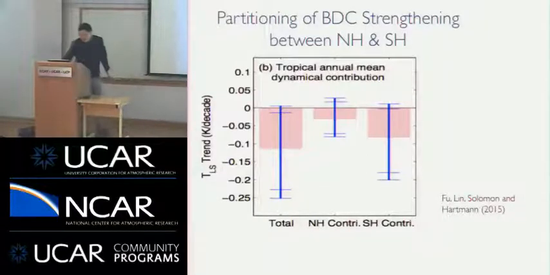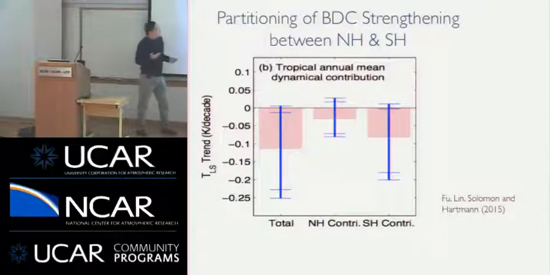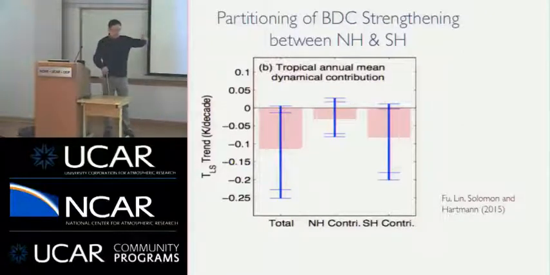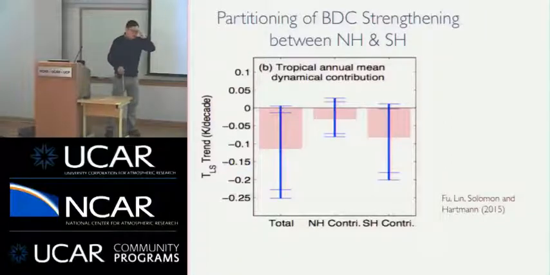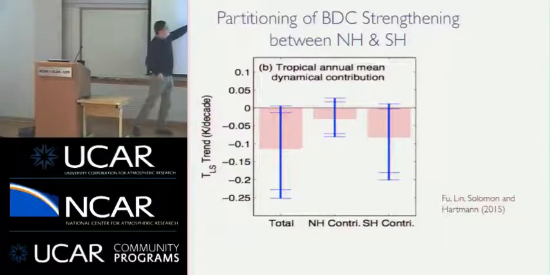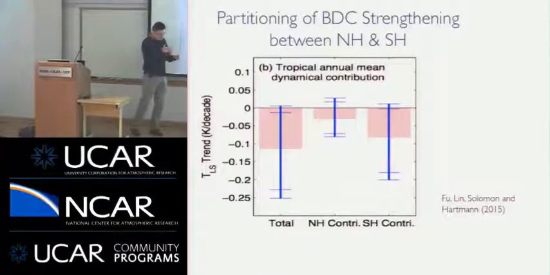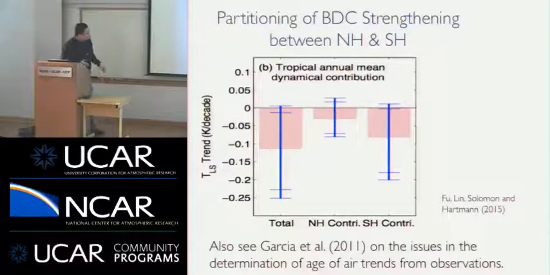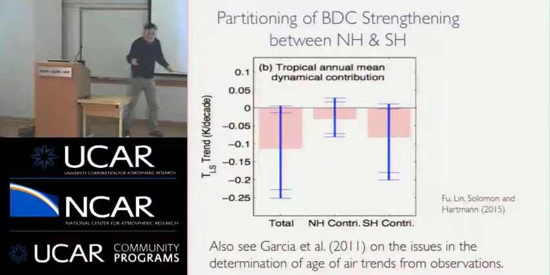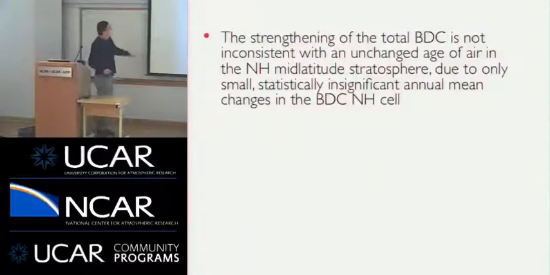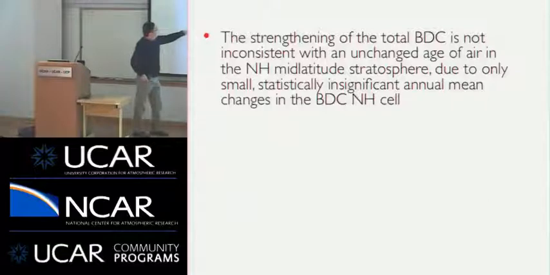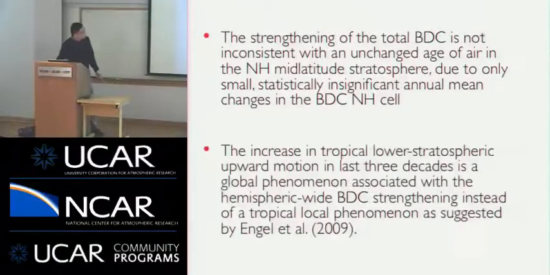That's why we don't expect you can measure the Brewer-Dobson circulation strengthening in the Northern Hemisphere in the deep, because the strengthening in the winter and the weakening in the spring cancel each other. So the annual mean is insignificant. So even if in the age you don't measure a significant increase, it's not inconsistent with the strengthening of the Brewer-Dobson circulation overall, because this really happened mainly in the Southern Hemisphere. Of course, there are some other issues related to how to interpret the age, the nonlinear effects and other things, but the strengthening of the total Brewer-Dobson circulation is not inconsistent with an unchanged age of air in the Northern Hemisphere midlatitude stratosphere, due to only a small, statistically insignificant annual mean change.